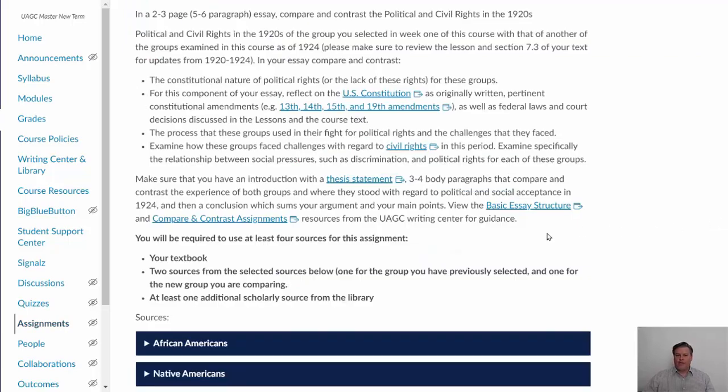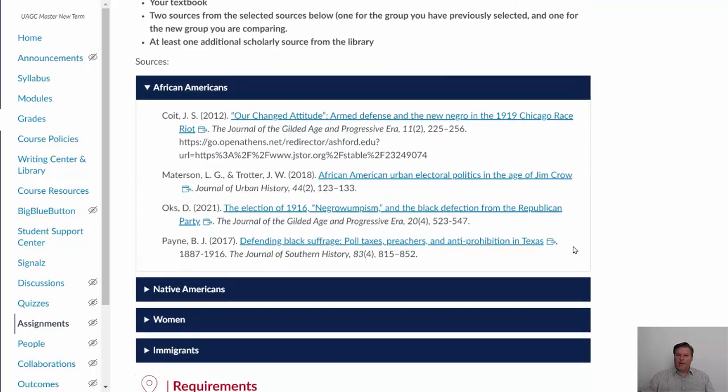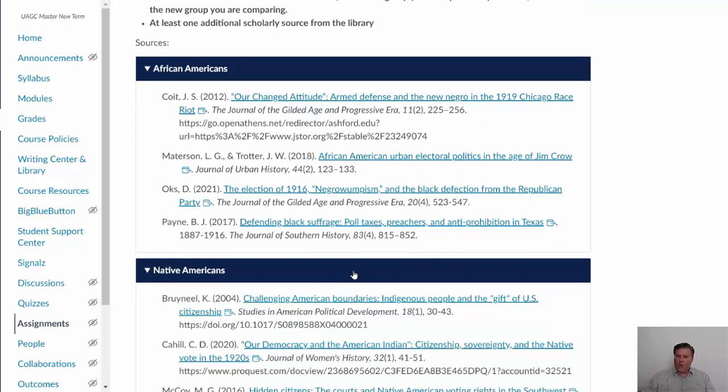Finally, you should review the resources for each group in the Week 2 assignment and identify a third scholarly source from the library that you can use on this assignment. One quick note: most historical journals can be found in the JSTOR library database, so you may find it more efficient to simply search for sources within JSTOR for this and future assignments in this class.